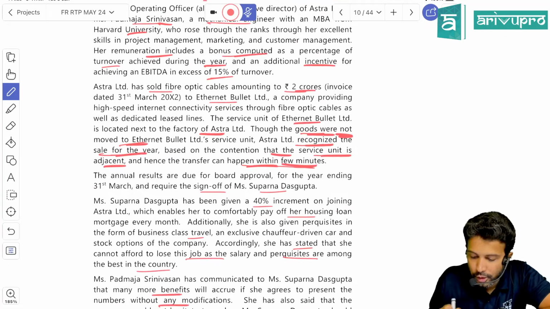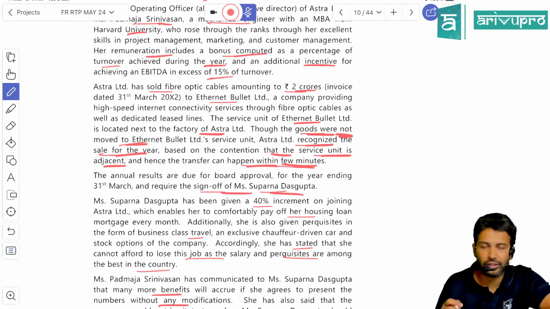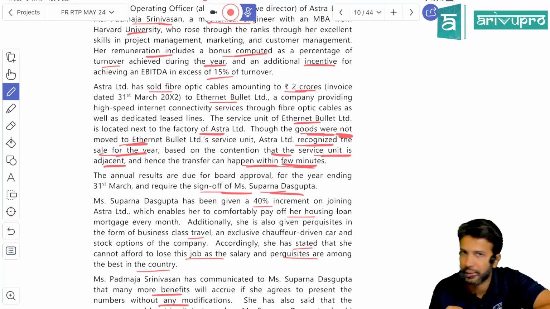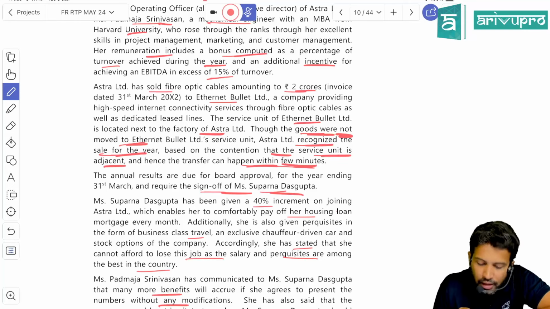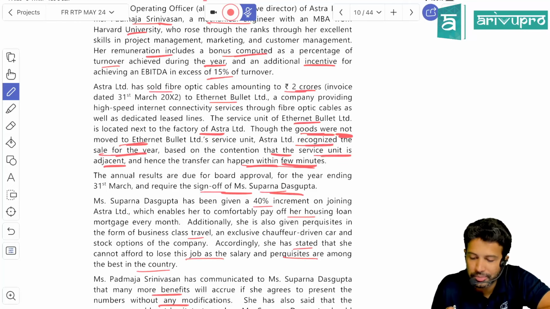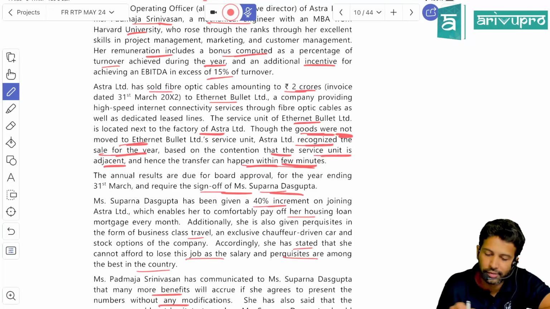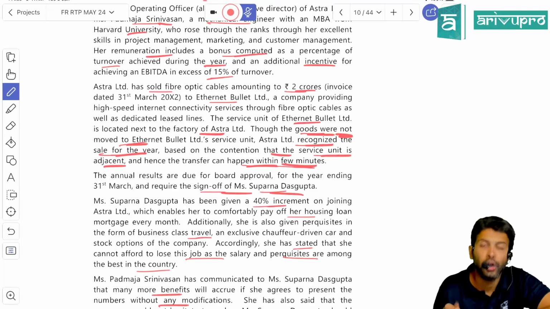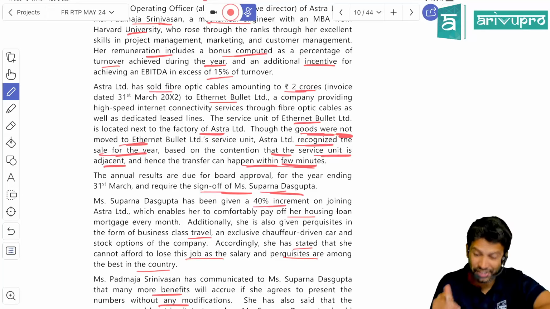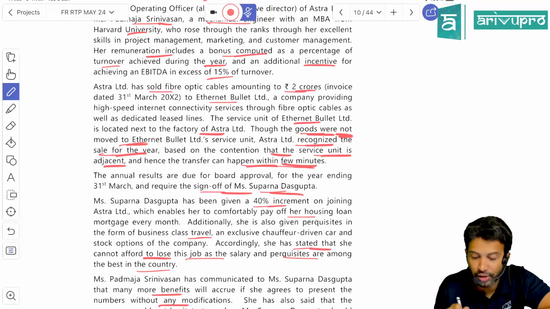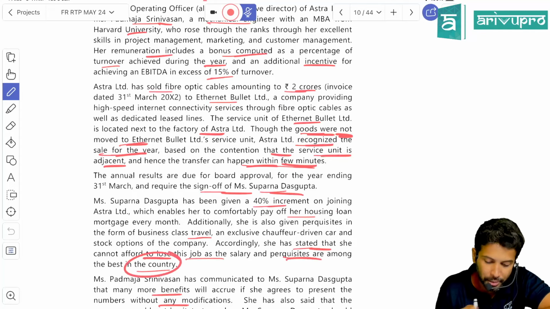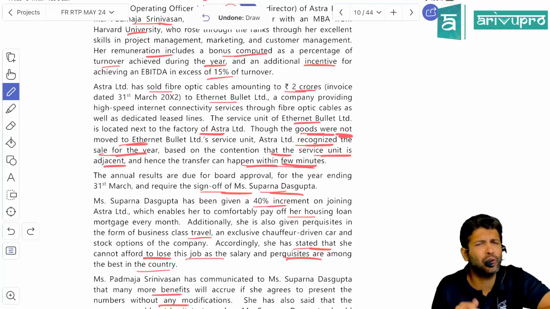Now, the annual results are due for board approval for the year ended and require sign off of Miss Suparna Dasgupta. She is heading the finance department now. So she has to sign off on the financial statements. Then only it will get approved. Miss Suparna Dasgupta has been given a 40% increment on joining Astra, which enables her to comfortably pay off her housing loan mortgage. Additionally, she is also given perquisites in the form of business class travel. She's been given a lot for joining this company. Accordingly, she has stated that she cannot afford to lose the job as the salary and perquisites are among the best in the country. She's saying, I cannot lose this job.